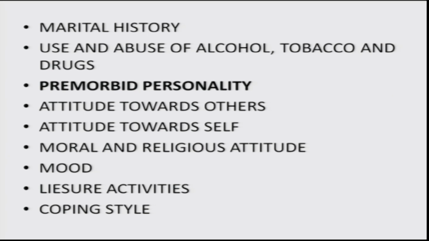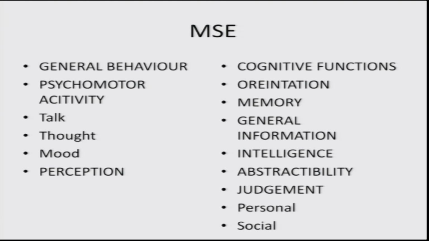because drugs are chemicals which we very well know are disruptive to the brain mechanism: alcohol, cannabis, cocaine, all of them. Pre-morbid personality, which includes attitude towards others, attitude towards self, moral religious attitude, mood, leisure activities and coping style. All these are important, because all these things actually contribute to making a person.